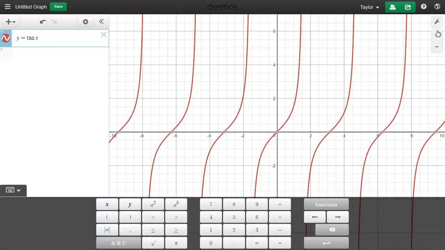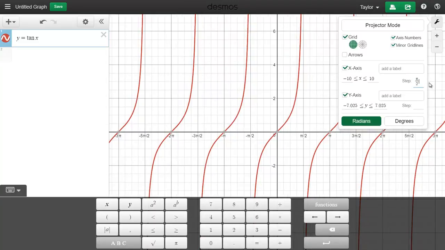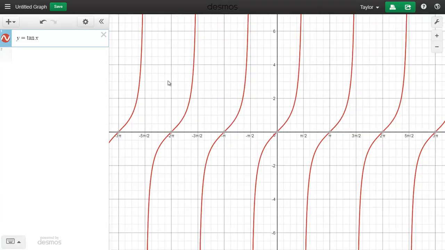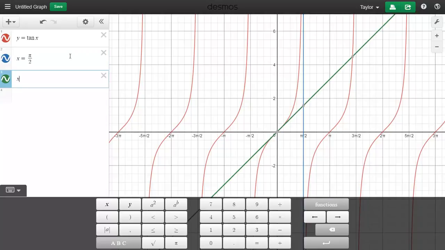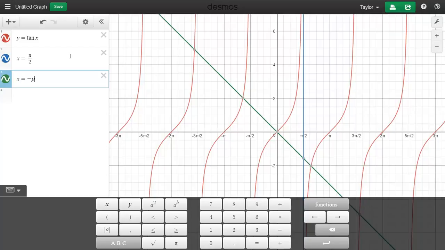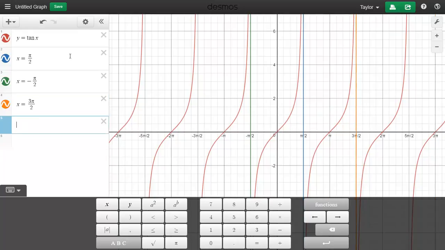Let's do this where it's pi over 2. Okay, so there we go. This is the graph of tangent x. Now, where do all those asymptotes occur? They occur at the odd integer multiples of pi over 2. I'll put a few asymptotes in there. X equals pi over 2. X equals negative pi over 2. X equals 3 pi over 2. X equals negative 3 pi over 2. So those are just a few.